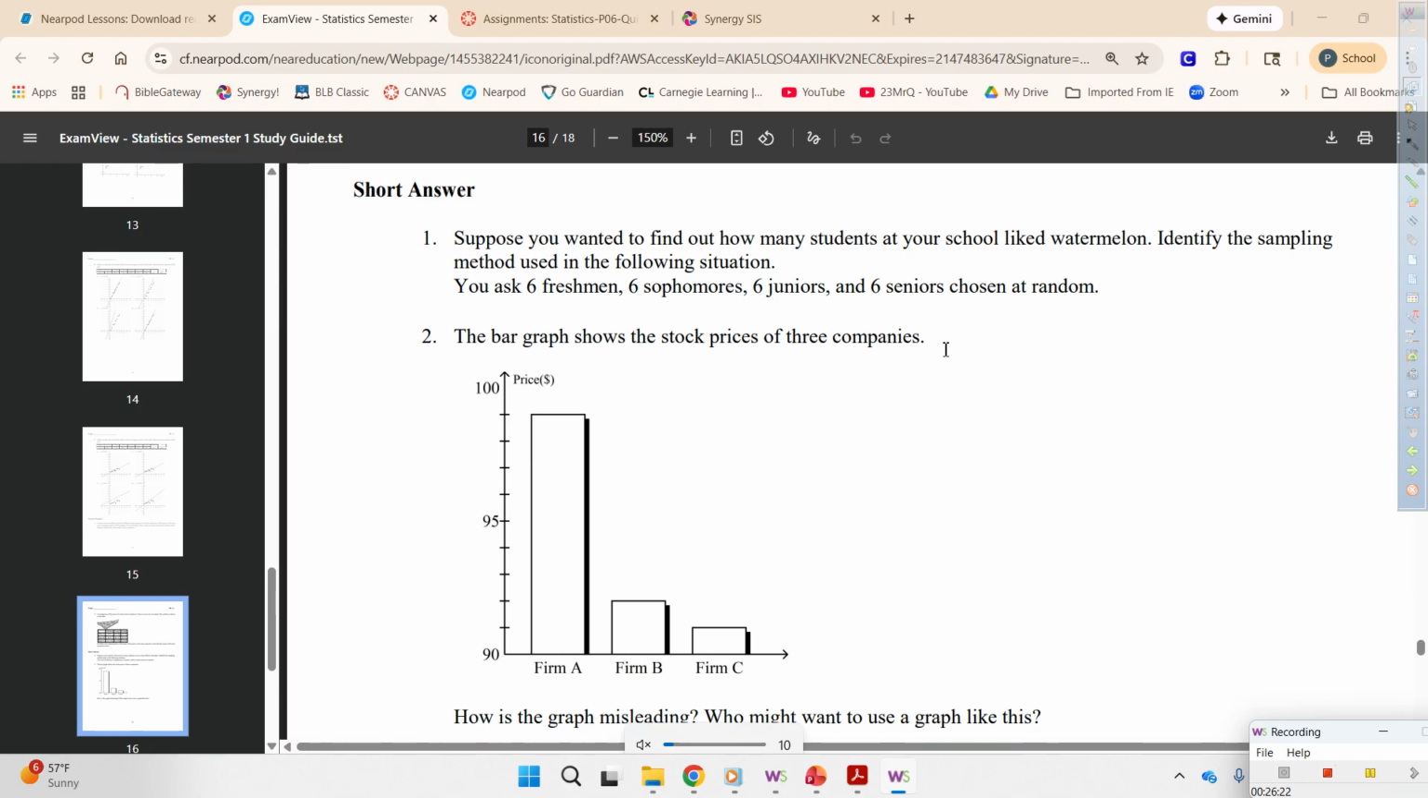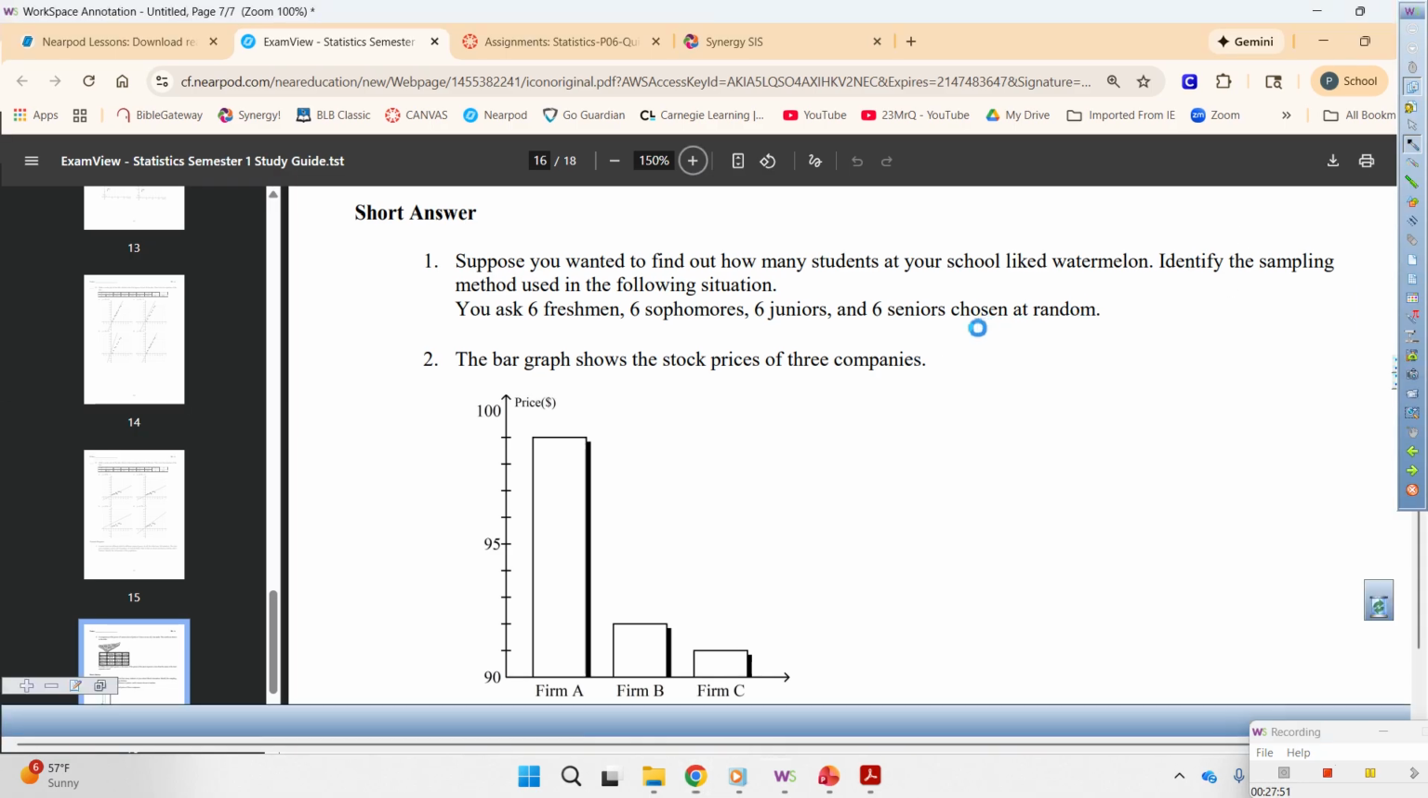However, look at this example that they give us. It says, you ask 6 freshmen, 6 sophomores, 6 juniors, and 6 seniors chosen at random. Tell your neighbor what kind of sampling that is. That is correct. It is random. Why not systematic? Because you're not choosing every 6. You're choosing 6 of them. And it's in the word right there. Okay? Let's go to number 2.